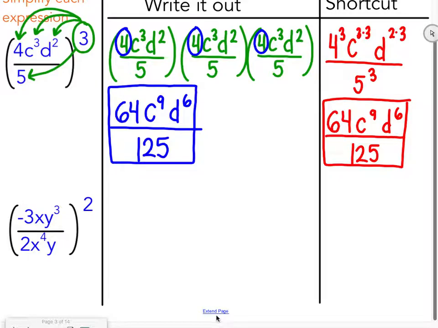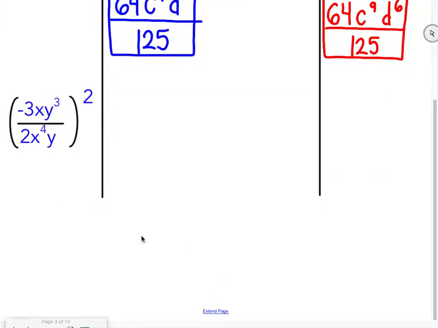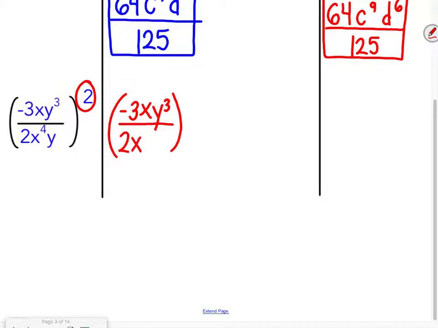All right, one more like that. This time my outside exponent is 2. So I'm going to write my parenthesis twice. -3x y to the 3rd over 2x to the 4th y.